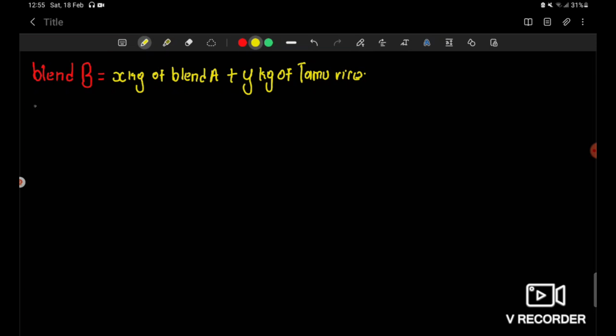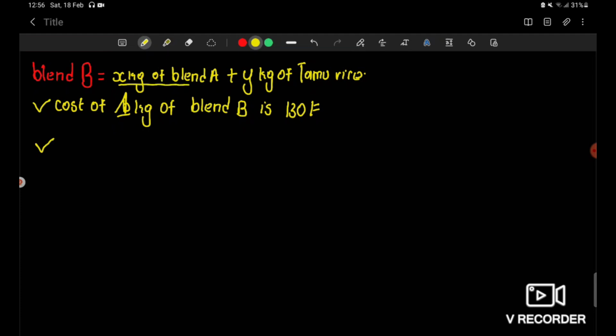But what else have they told us? They have told us the cost of 1 kg of blend B is 130 Kenyan shillings. The cost of 1 kg of blend B is 130 shillings. So what do they want from us? They want us to find the ratio in which blend A and tamu rice were mixed. So they're asking us for the ratio X is to Y.